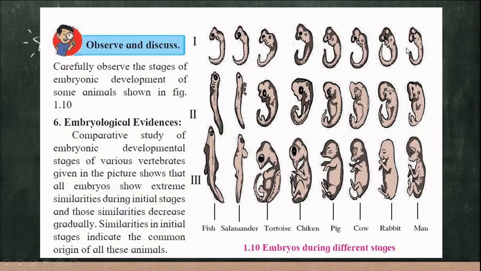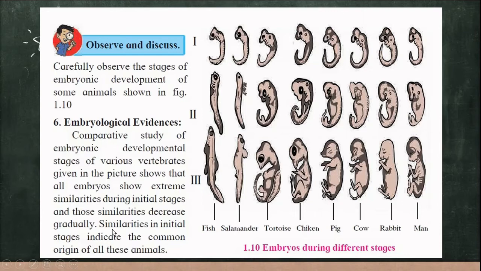We are not able to distinguish the embryos of various organisms. That shows that we all have a common origin. So embryological evidence also supports the theory that we all have a common origin. I hope you have understood all these proofs.